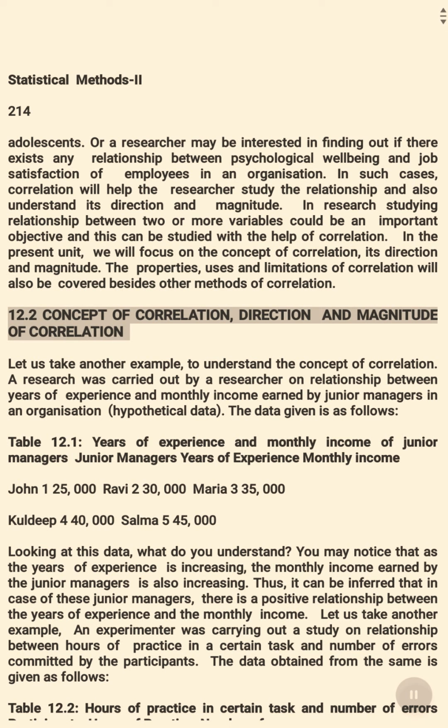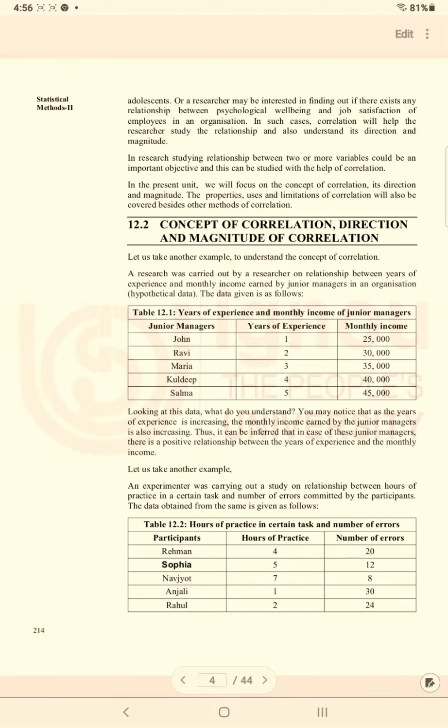12.2 Concept of correlation, direction and magnitude of correlation. Let us take another example to understand the concept of correlation. A research was carried out by a researcher on relationship between years of experience and monthly income earned by junior managers in an organization, hypothetical data. This is that hypothetical data, that is, Table 12.1, years of experience and monthly income of junior managers.